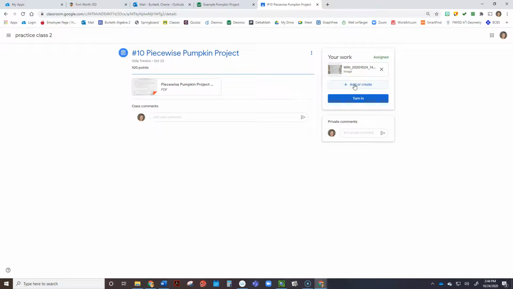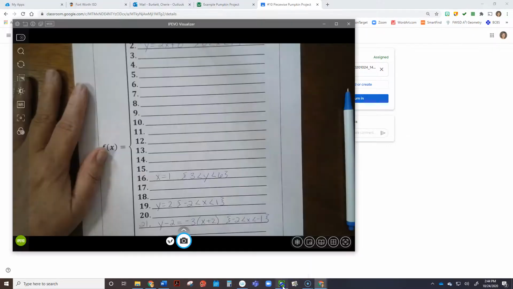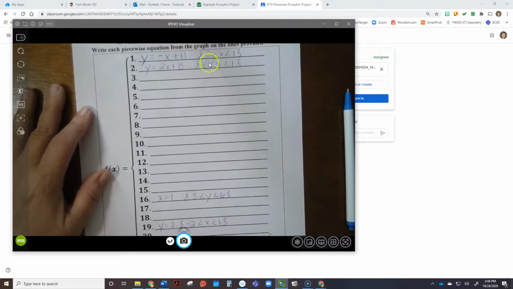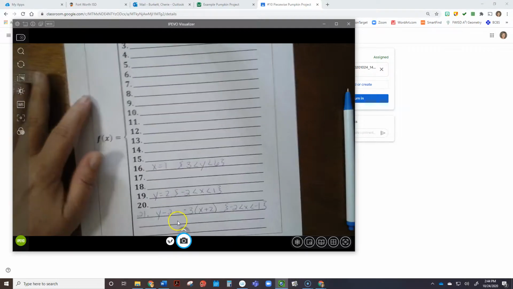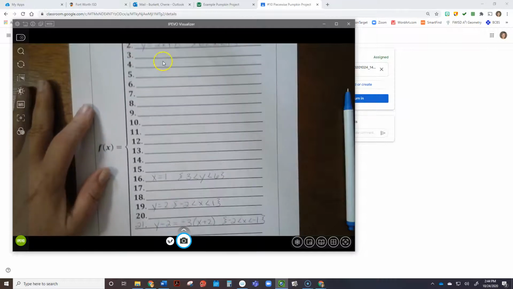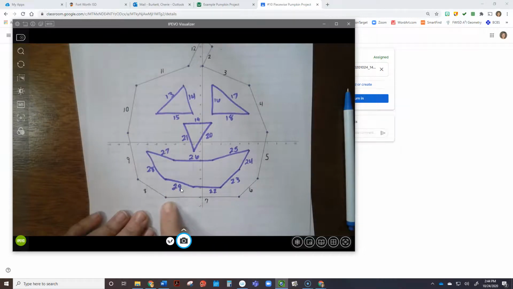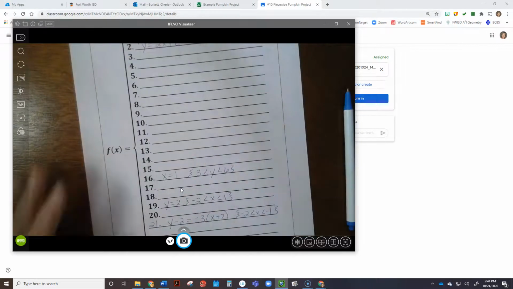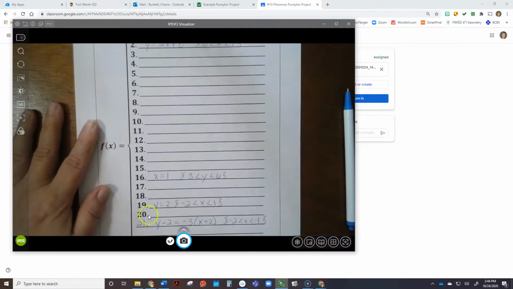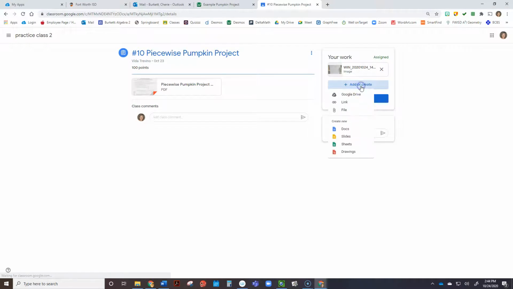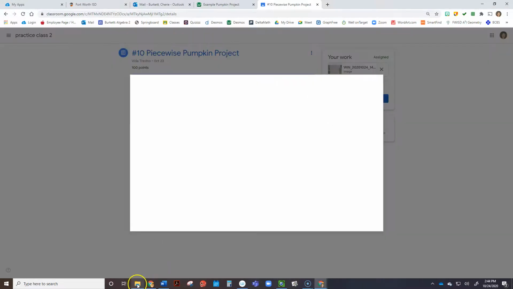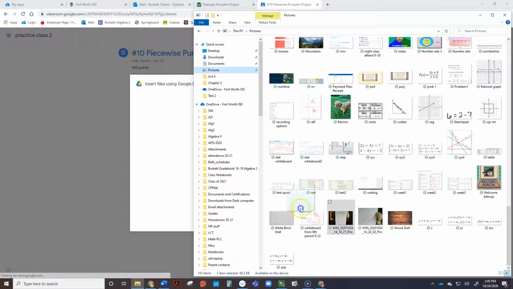Then after you get all of your equations written, this paper right here is not showing you all of my equations because, one, I don't want to write them and you be able to copy it. But all of these equations, so how many? Mine would have 29. So I would have 29 equations. Once you get all 29 equations and the restrictions written, you take a picture of that and you add a file. And I've got a picture of mine right here.